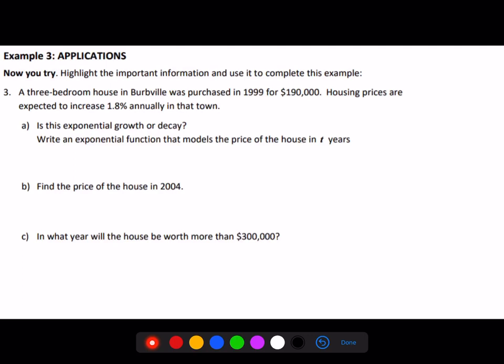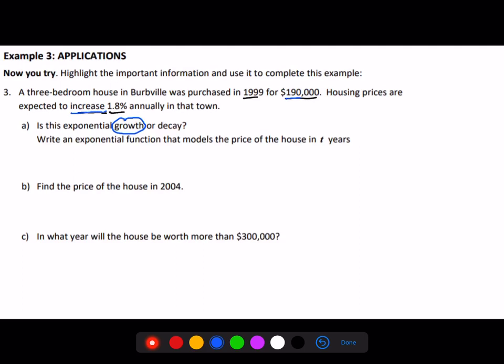All right, so a 3-bedroom house in Burpville was purchased in 1999 for $190,000. Housing prices are expected to increase 1.8% annually in that town. Is this exponential growth or decay? Well, this would be a growth function because we're growing in value, we're increasing in value. And so I can go ahead and write this out.